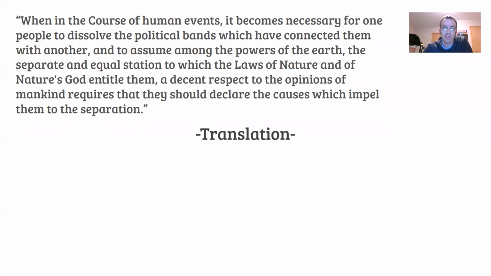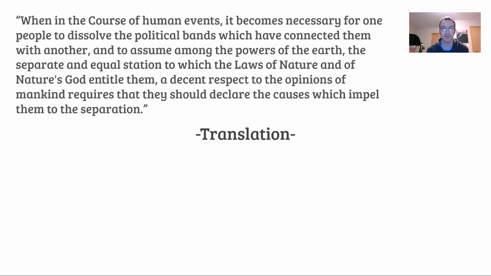This is your introduction, and it says the following. When in the course of human events, it becomes necessary for one people to dissolve the political bands which have connected them with another, and to assume among the powers of the earth the separate and equal station in which the laws of nature and of nature's God entitle them, a decent respect to the opinions of mankind requires that they should declare the causes which impel them to the separation.